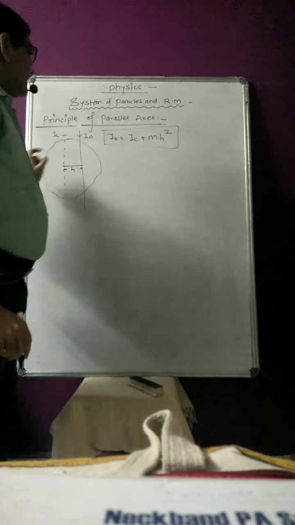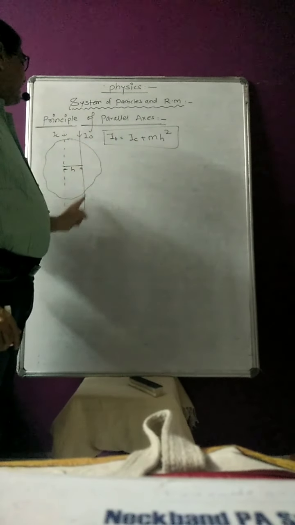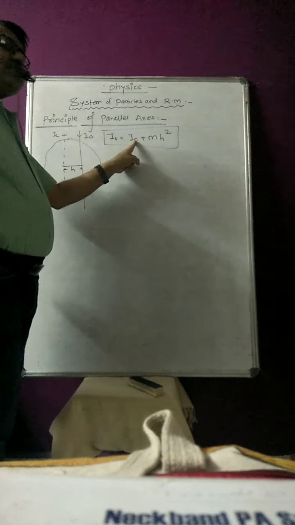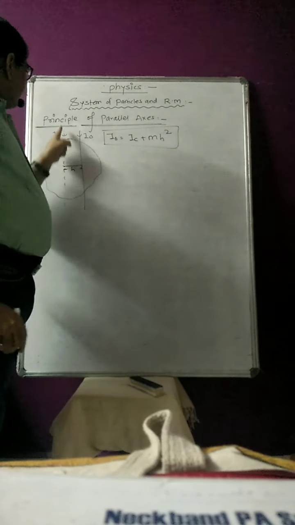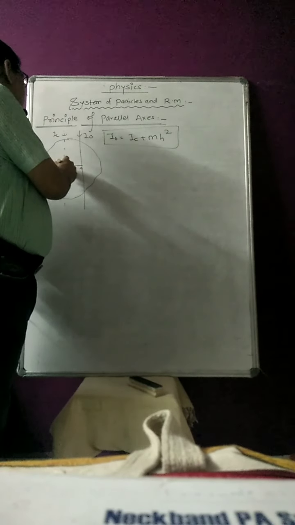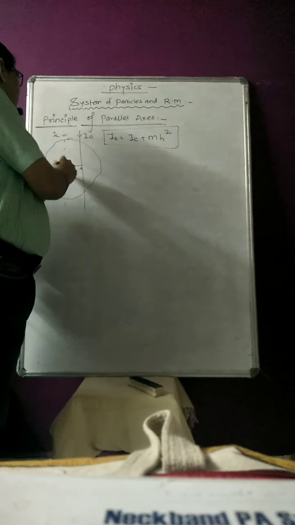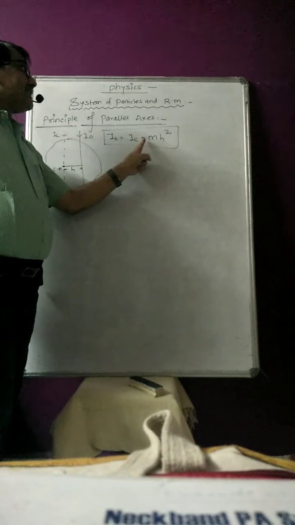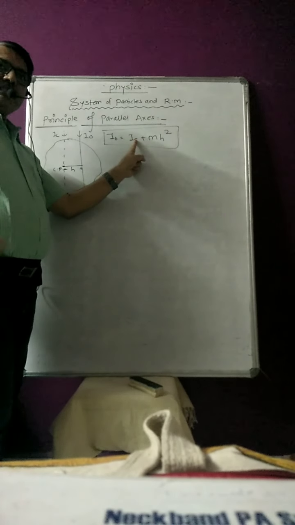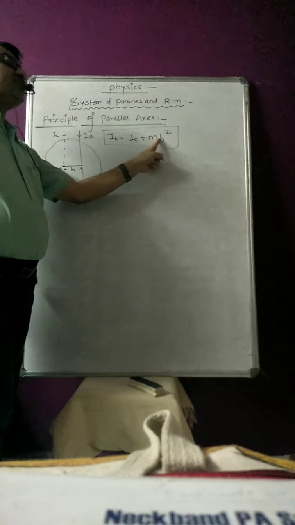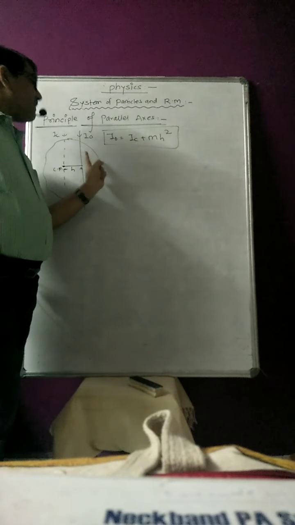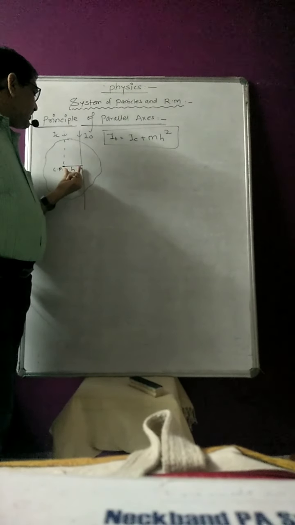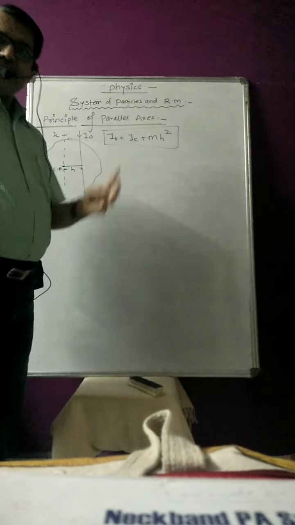What exactly is that theorem? The moment of inertia of a body about a given axis is equal to the sum of the moment of inertia of the body about the parallel axis passing through its center of mass, and the product of the total mass of the body and the square of the perpendicular distance between these two axes. Do you understand what I have explained to you?